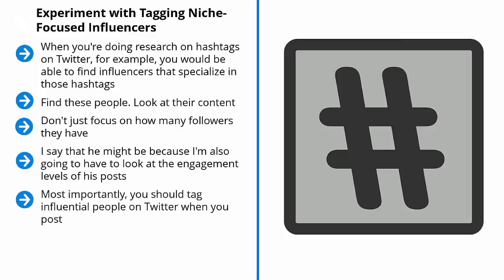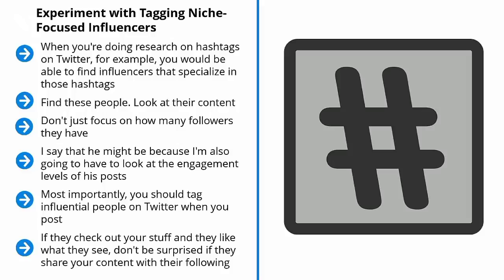Most importantly, you should tag influential people on Twitter when you post. You use your most powerful hashtags and you mention them in your post. This can help you get on their radar. These people would be put on notice that you are also sharing content that is similar to the stuff that they are interested in. If they check out your stuff and they like what they see, don't be surprised if they share your content with their following.